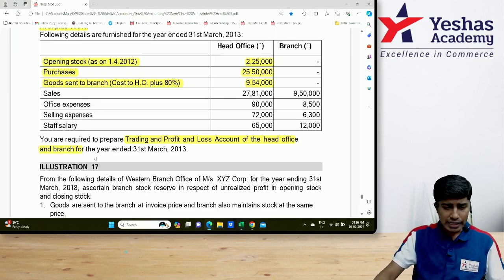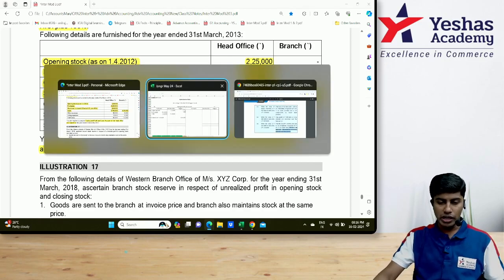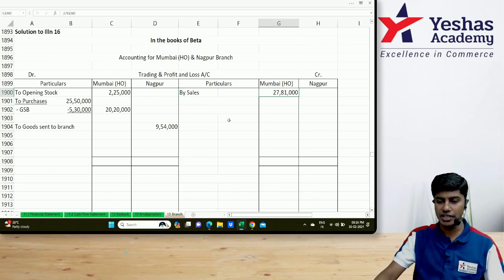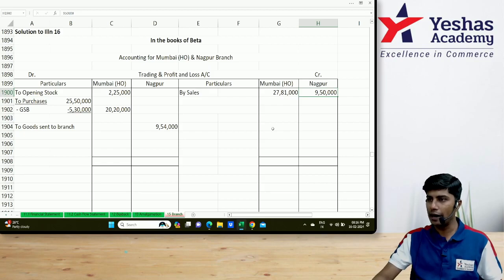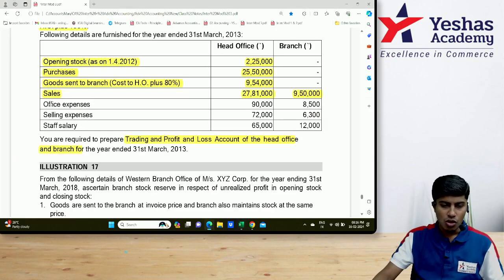Okay. After this, sales. How much is sales? At head office 27 lakh 81,000. At branch 9 lakh 50,000. Now I would write here by sales 27 lakh 81,000 at head office, and at branch 9 lakh 50. Got it? Okay. What is it after this?